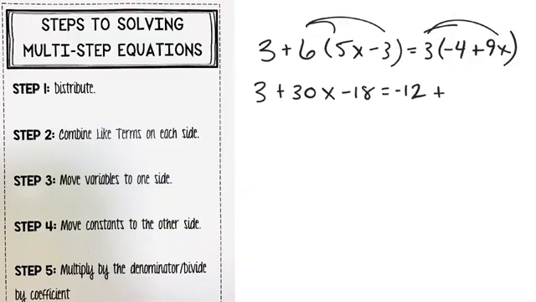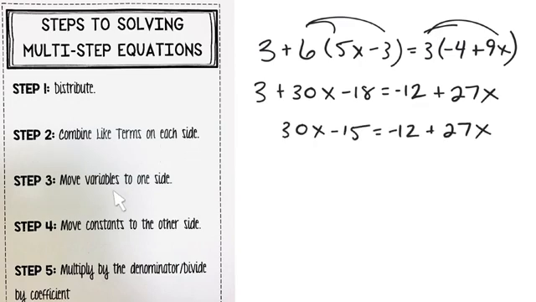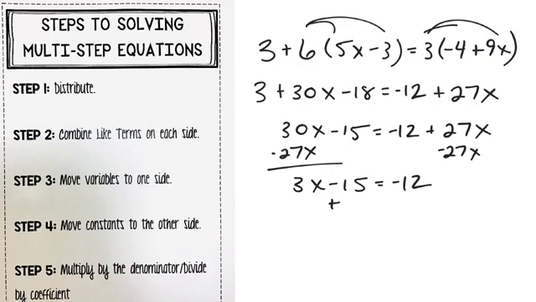After your parentheses are gone, you're going to combine like terms. Like terms are terms with the same variable and the same exponent. Now that it's cleaned up, we want to move variables to the same side. You're going to add or subtract to keep it balanced. Remember, an equation is like a scale. What you do to one side, you've got to do to the other.